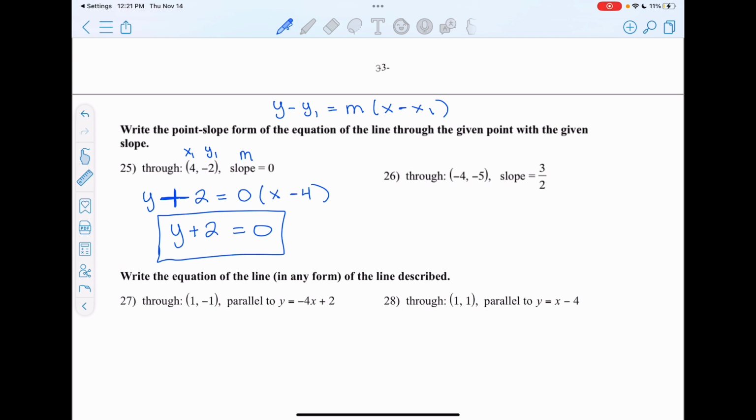In 26, I have once again my x1 and my y1, and my slope is my m value. And I have y minus y1, which is negative 5, equal to my slope, which is 3 over 2, times x minus x1, which is negative 4. And once again, if you ever have two negatives right next to each other, that turns to a big plus.